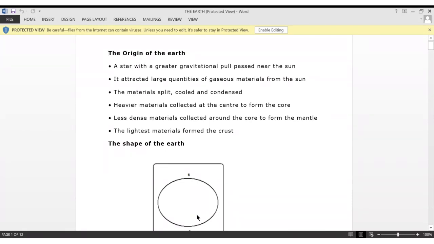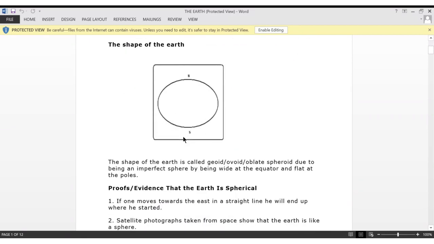whereby the earth is a star with a greater gravitational pull that passed near the sun, and it attracted large quantities of gaseous materials from the sun. The materials split, they cooled, and then condensed. The heavier materials collected at the center to form the core. So the less dense materials collected around the core to form the mantle. And then the lightest materials formed what? The crust. So this is the shape of the earth, how it looks.